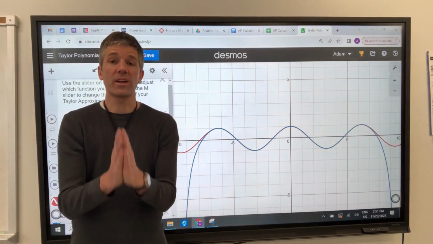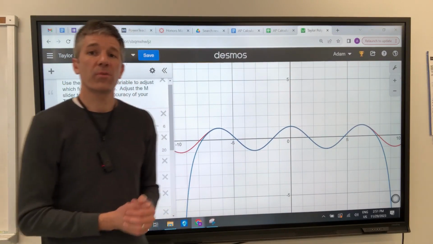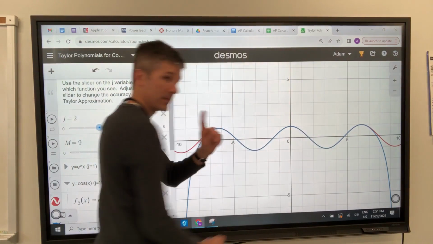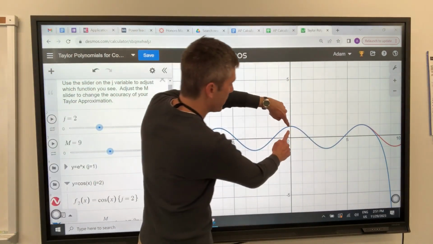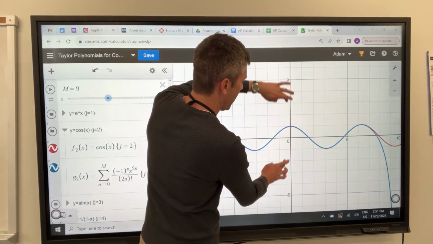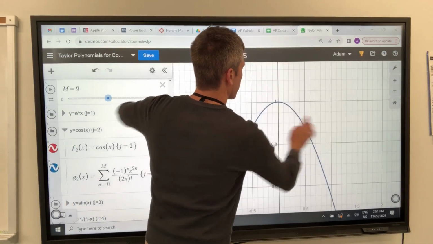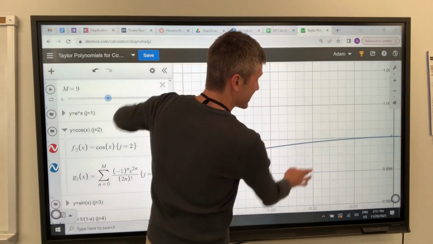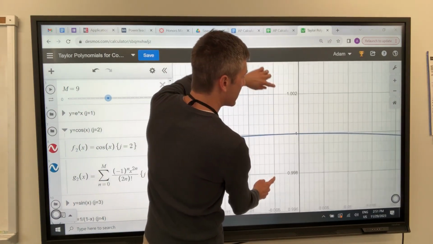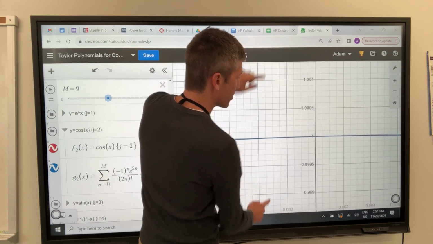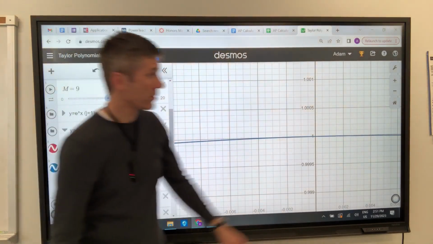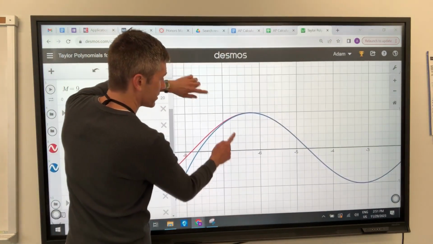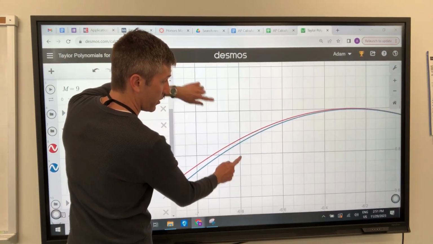If we had an infinite number of terms, not possible, but if we had an infinite number of terms, it would exactly overlap on that line. Now, if I zoom in here, which, there we go. Can I? Yes, I can. If I zoom in here, the cosine function and the Taylor approximation are so close together, they're indistinguishable. However, the further out I go, the more I'm able to see how they depart from one another.